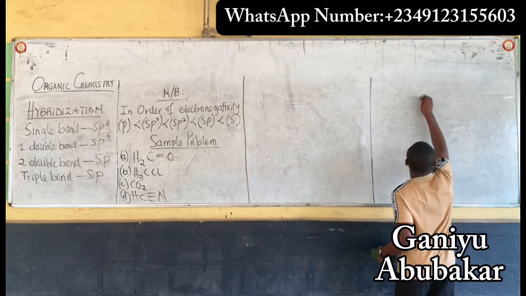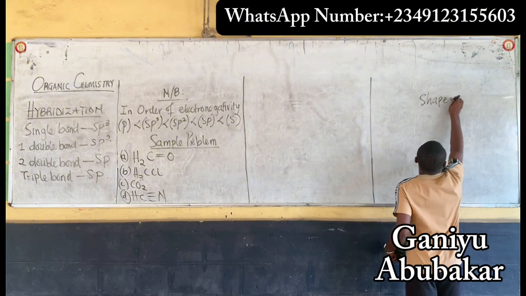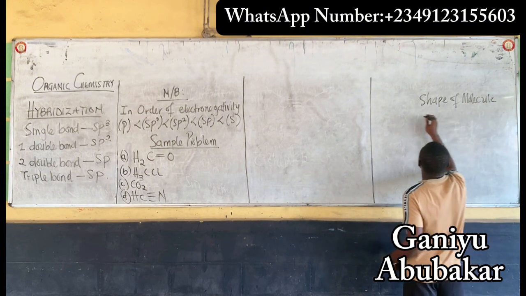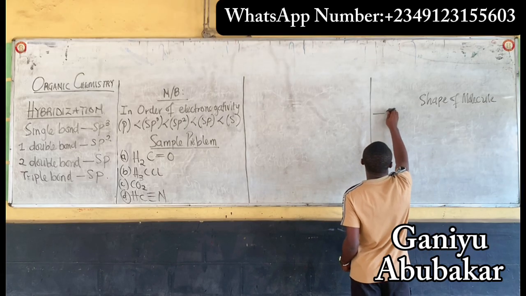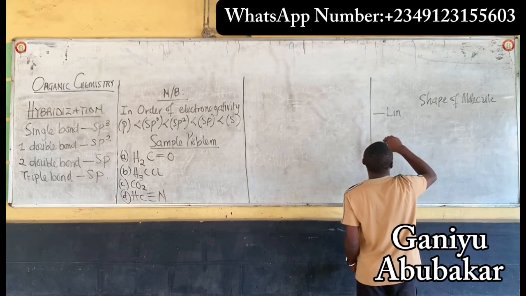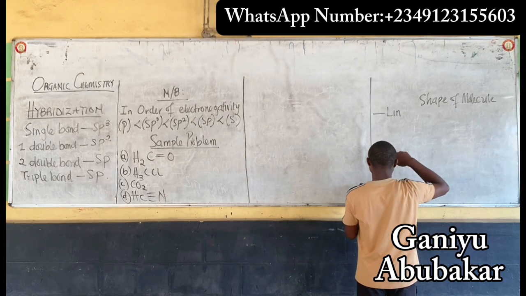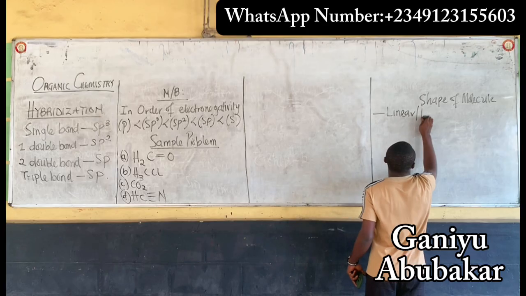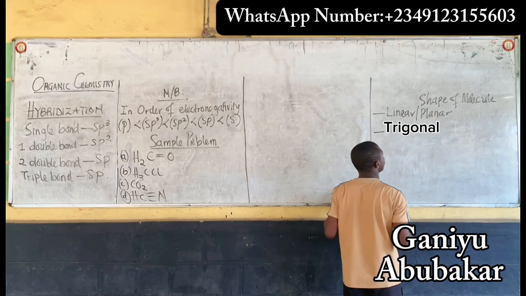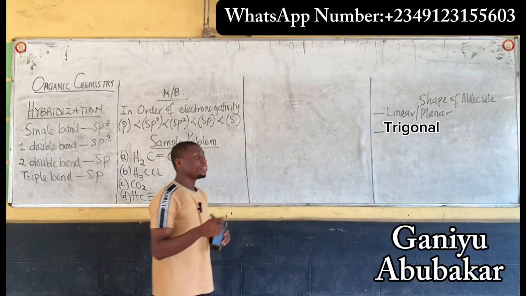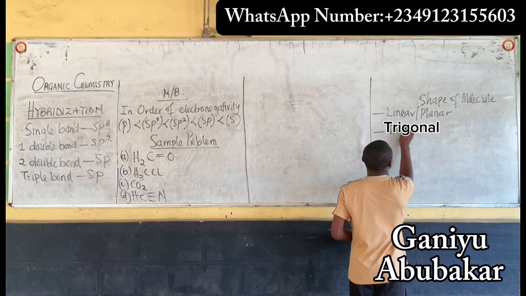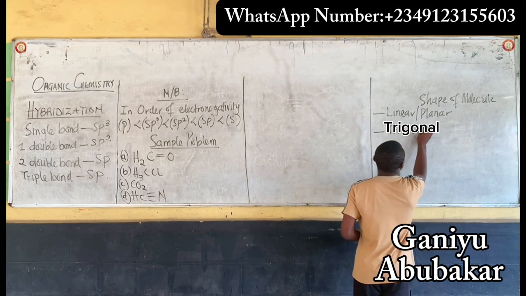Please note that when it comes to shape of molecule, there are about three shapes. The first one is called the linear, or you call it planar, right? Number two, we have, when it comes to shape of molecule, there are three. The first one is called linear or planar. Number two is called the triangular, right?